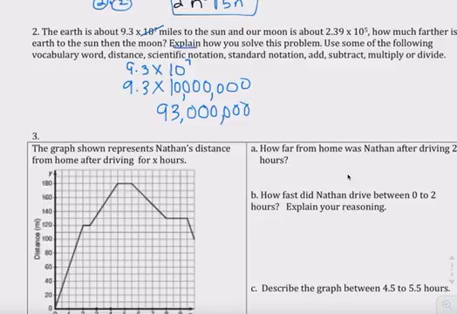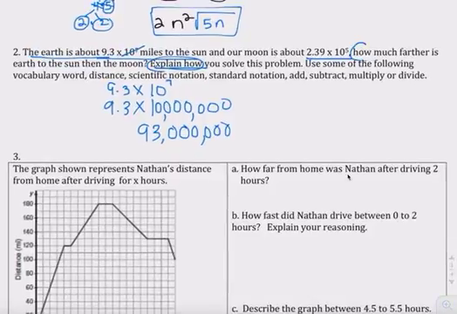So explain how you'd solve this problem. The Earth is about 93 million miles to the Sun. And the Moon is about this much to the Sun, I'm sure. How much further is the Earth to the Sun than the Moon? Okay, how much further? To find how much further something is, we subtract. Okay, so 93 million. Well, what is this number? We need to make it into scientific standard form.